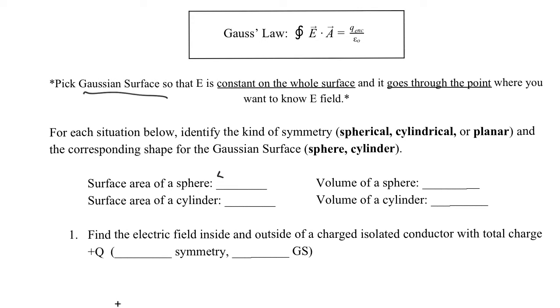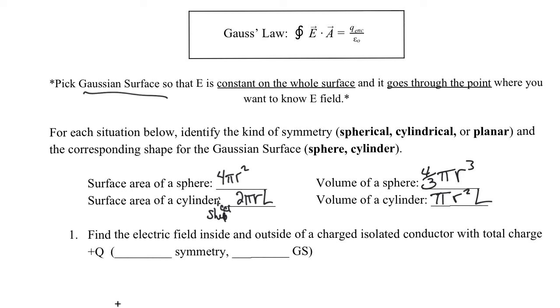The surface area of a sphere is 4 pi r squared. The surface area of a cylinder, and in particular, it's a cylindrical shell is what we're interested in, is 2 pi rl. The volume of a sphere is 4/3 pi r cubed. And the volume of a cylinder is pi r squared L. Those will be useful for us.